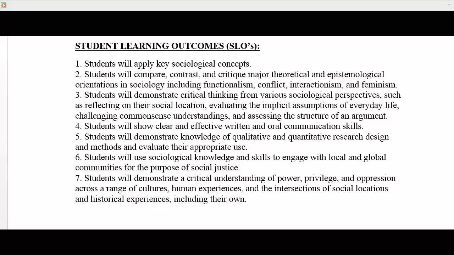Students will show clear and effective written and oral communication skills. Students will demonstrate knowledge of qualitative and quantitative research design and methods, and evaluate their appropriate use. And students will use sociological knowledge and skills to engage with local and global communities for the purpose of social justice. And students will demonstrate a critical understanding of power, privilege, and oppression across a range of cultures, human experiences, and the intersections of social locations and historical experiences, including their own.